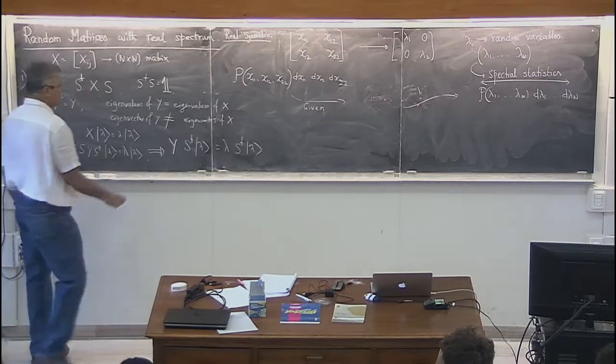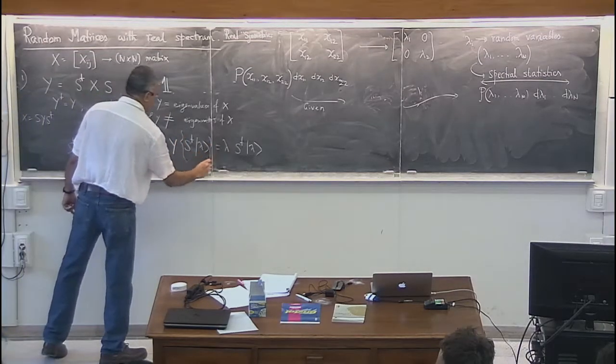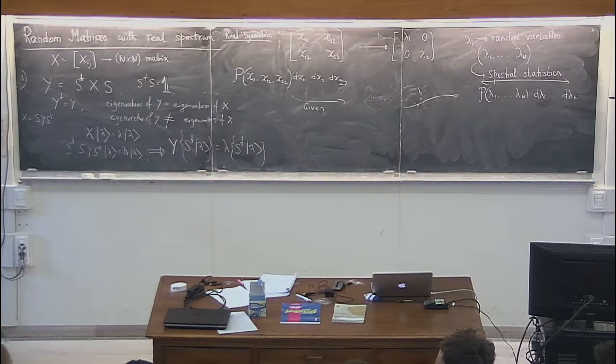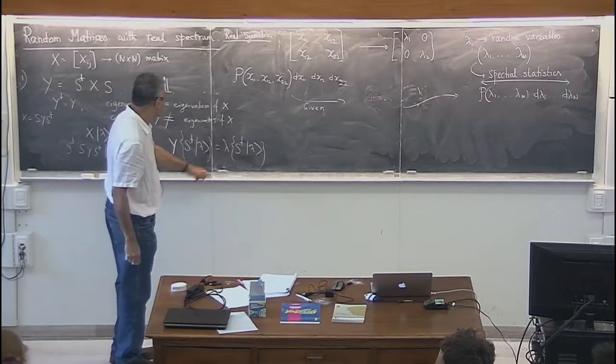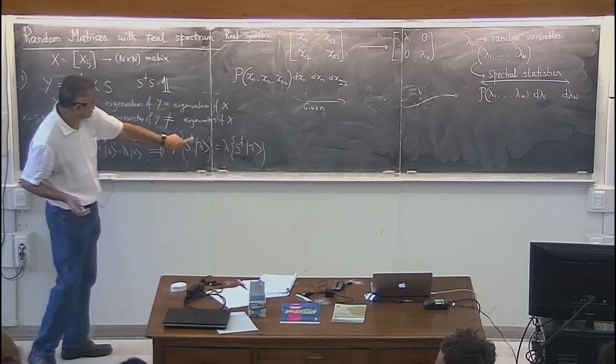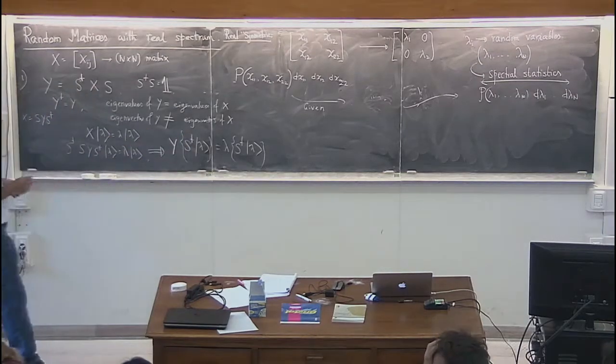So you see immediately that S dagger times the eigenvector is an eigenvector of Y, but the eigenvalues are exactly the same, lambda. Okay. And similarly you can reverse it and show that all the eigenvalues of X are the same as eigenvalues of Y, but the eigenvectors are different because they are rotated by this S dagger. Okay, so this is a trivial remark.